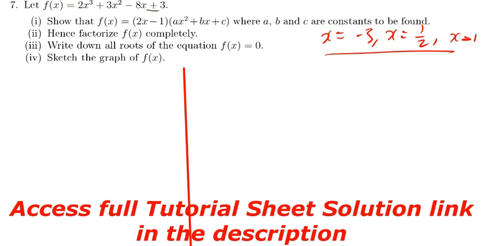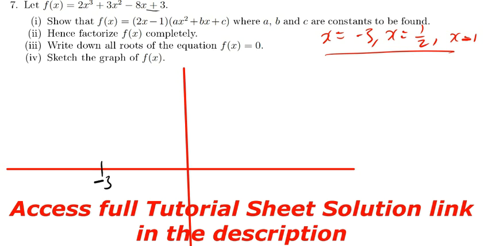So how is it going to come out? We have one negative, that is -3. I'll put it here, and we have half and 1. So we have +3 there. Now the end behavior is that this leading term is positive. So if it is positive, how is it going to come out? It has to come from here and also go there. That's how the graph is supposed to be.